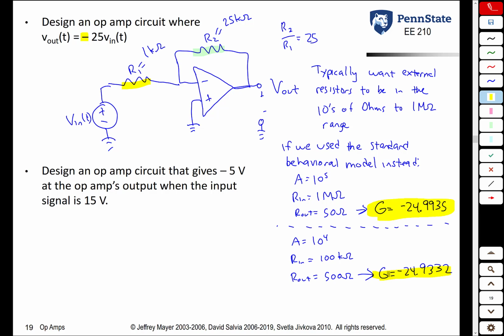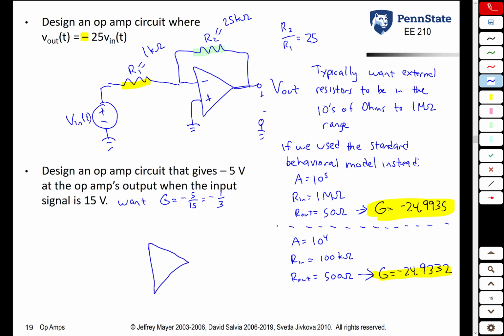In this example, we're asked to design an op-amp circuit that gives a value of negative 5 volts at the output when the input is 15 volts. So in other words, in this example, we want the closed loop gain to be negative 5/15 or negative 1/3.